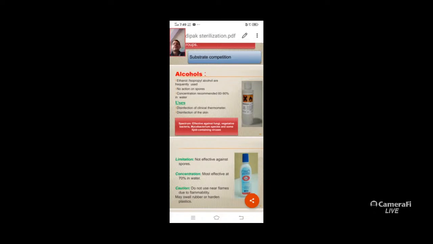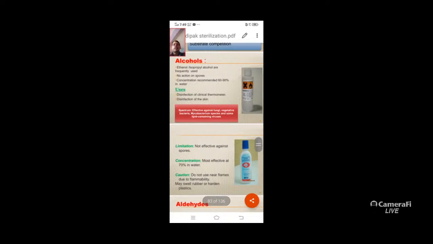First one is alcohol, which is a very common and effective sterilizing agent or disinfectant. Number 1, ethyl alcohol and isopropyl alcohol are now used as hand sanitizers to prevent coronaviruses. Ethanol and isopropyl alcohol are frequently used. They have no action on spores, which is the disadvantage of this particular chemical compound. The recommended concentration is 60 to 90%. Generally more than 70% ethyl alcohol acts as a sterilizing or disinfecting agent. What are the uses of ethyl alcohol? Disinfection of clinical thermometers.